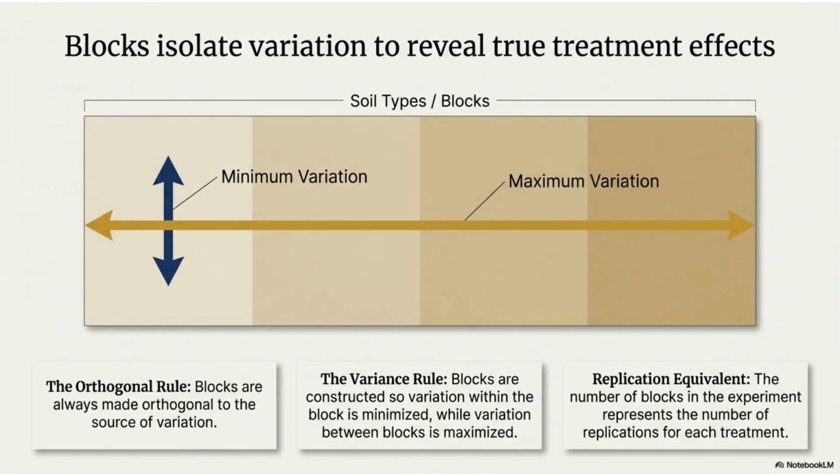The Orthogonal Rule states that blocks are perpendicular to the source of variation. The Variance Rule minimizes variation within the block and maximizes it between blocks. The number of blocks equals the number of replications.